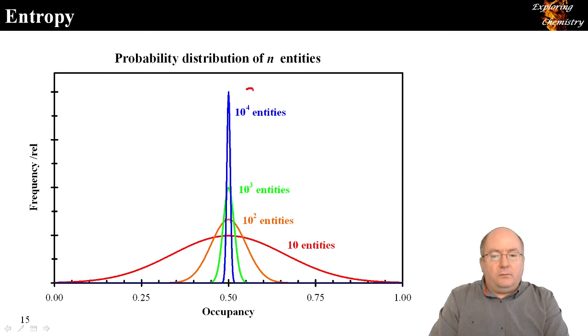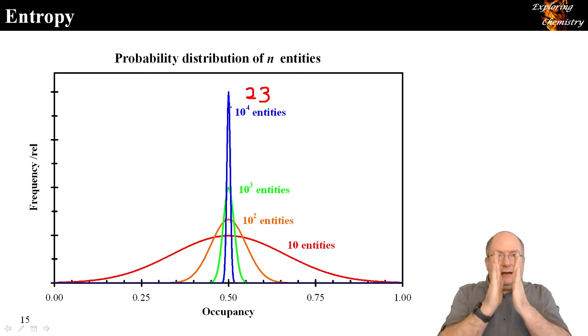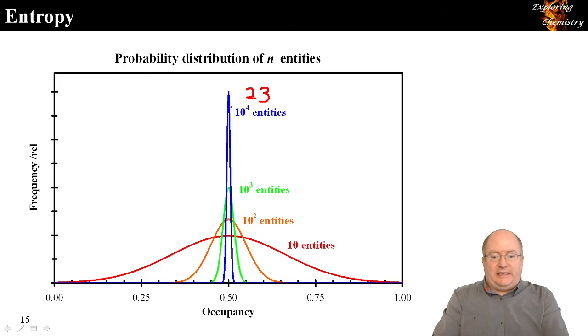How about when you have 10 to the 23, which is 1 mole of gas molecules? Okay, 10 to the 23 looks very much like taking that down to an absolute thin line. It is exactly at 0.5, and it doesn't deviate at all.